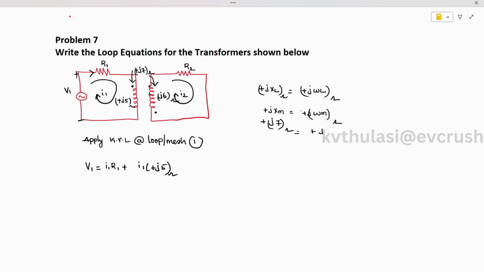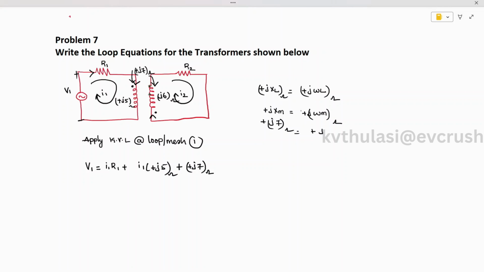You can see here how to mark the polarities. So I1 current is entering the dot. So this current is entering the dot, but this current is also entering the dot. Whenever both the currents are entering the dot, where the dot indicates the starting of the winding, you are going to get positive polarity, and the mutual inductance is how much? Plus j7 ohms.